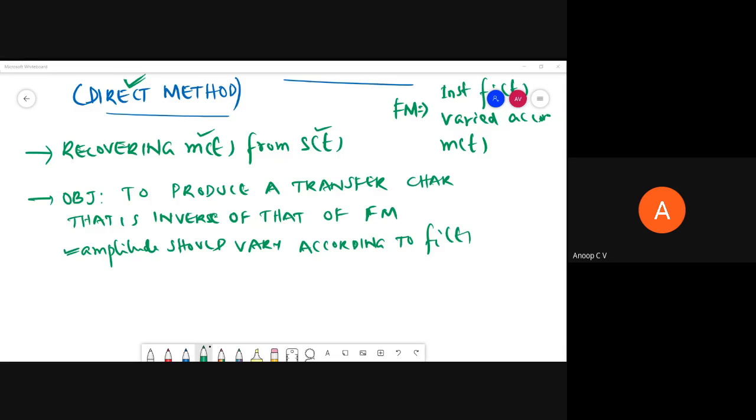So we have S of t. It has information residing within the variation in frequency, or in instantaneous frequency. That instantaneous frequency has to be converted to amplitude variation. So basically, it's something similar to what we have done in the last class. It's not just similar, you may even appreciate it is exactly the same thing we have learned, but now we are going to see the mathematics in detail. So far, is there any doubt? Please type in yes or no.